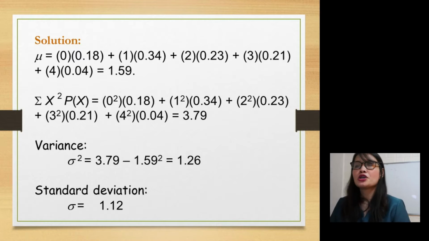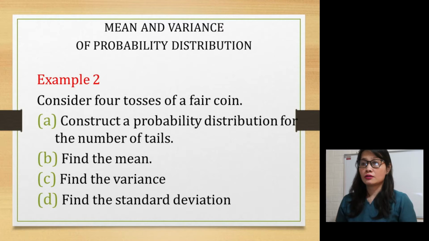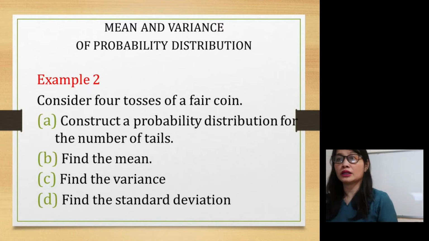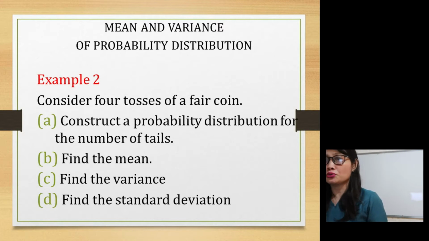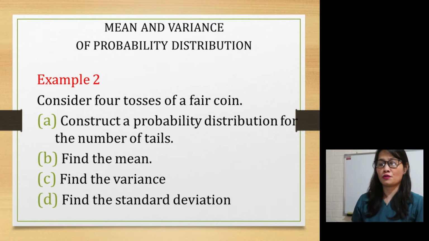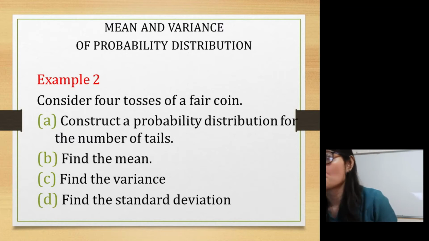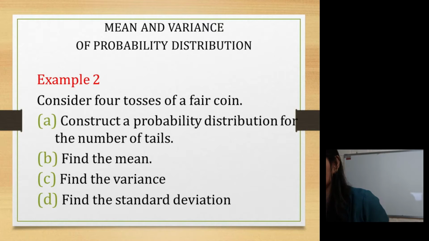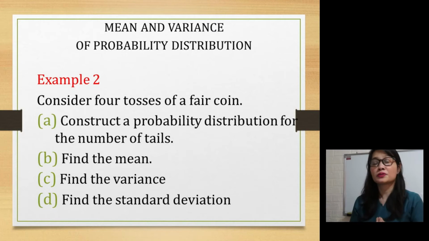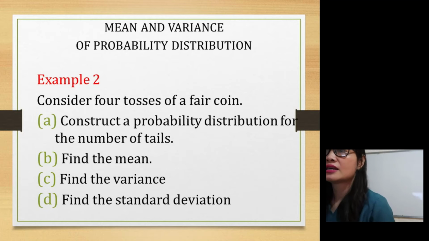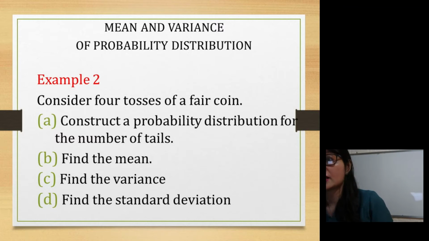Next, number 2. We will continue our discussion of the mean and variance of a probability distribution. We're in example number 2. Consider 4 tosses of a fair coin. Construct a probability distribution for the number of tails. Find the mean, the variance, and then the standard deviation. So how do we do that?